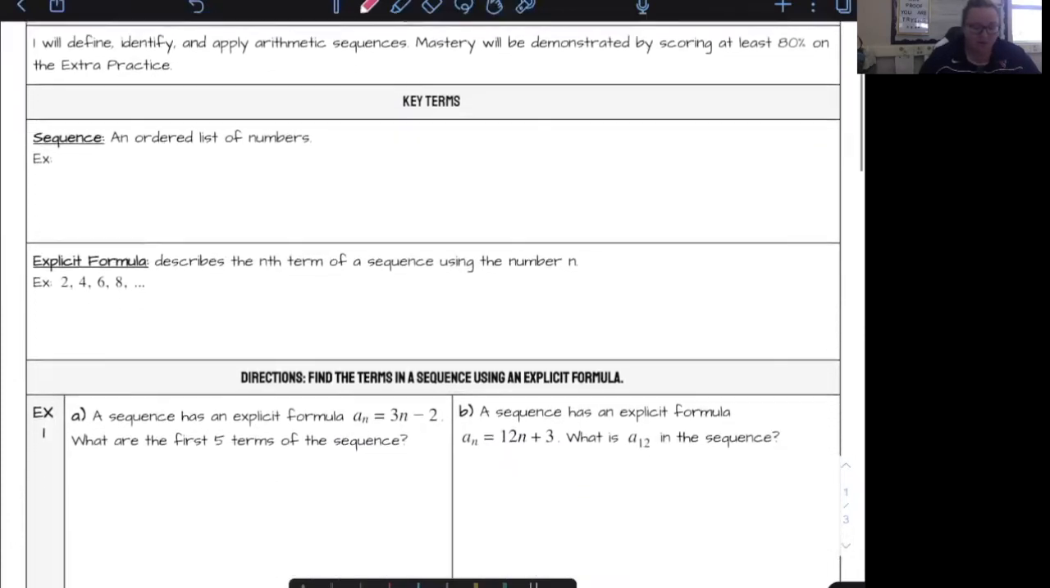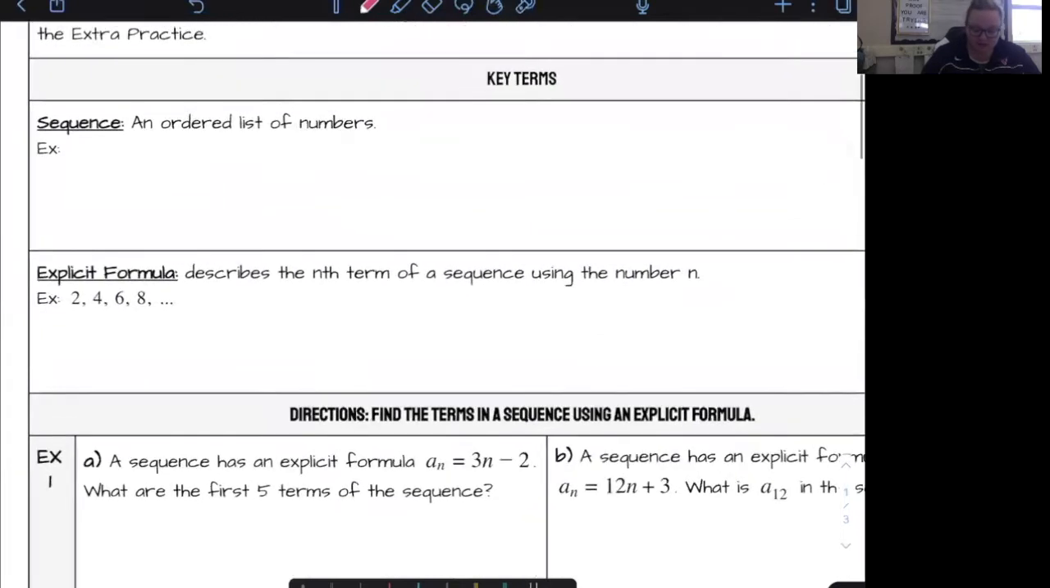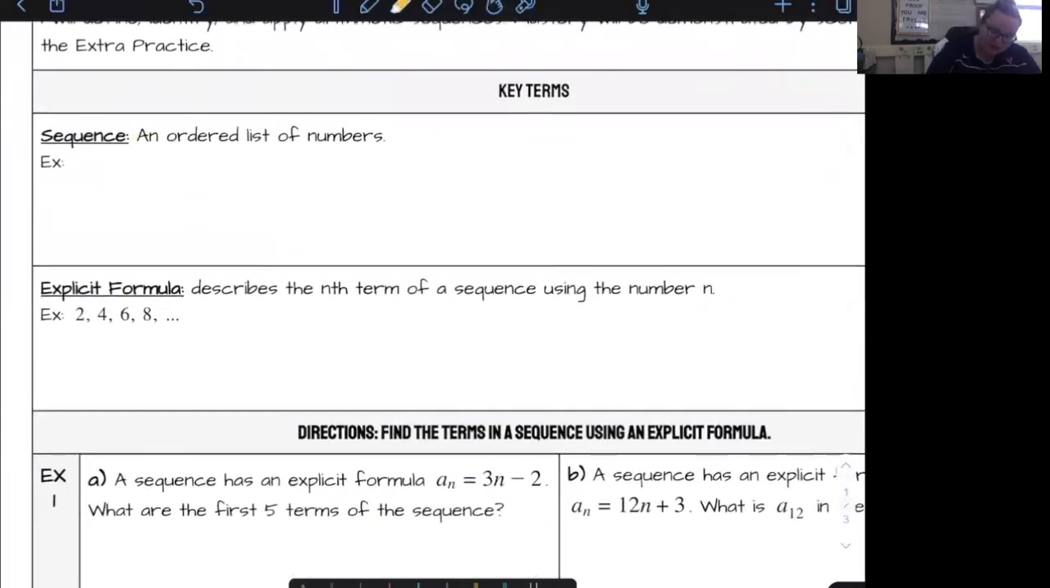So, what is a sequence? Well, a sequence is an ordered list of numbers. So a sequence is a list of numbers that are put in a specific order, and you cannot write them out of order. So if you look at the example below this, underneath the explicit formula, a sequence of numbers could be like 2, 4, 6, 8, and then those dots just mean that it continues on from there. So the order of these numbers matters, and they're in a specific order, which makes them a sequence.